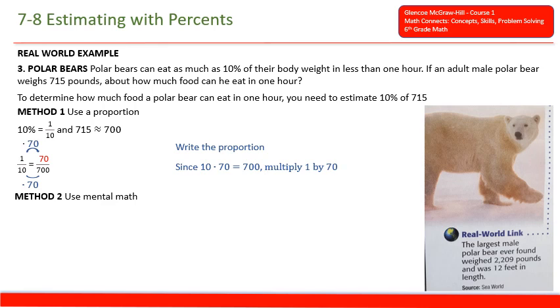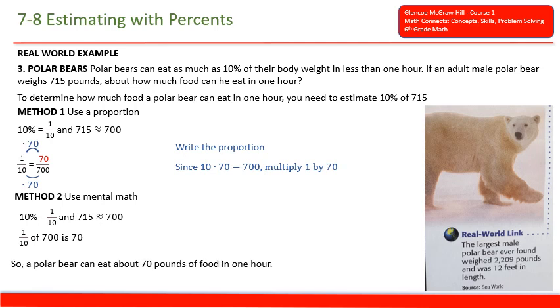And method 2, we could use mental math. 1/10 of 700 is about 70. So a polar bear can eat about 70 pounds of food in 1 hour.